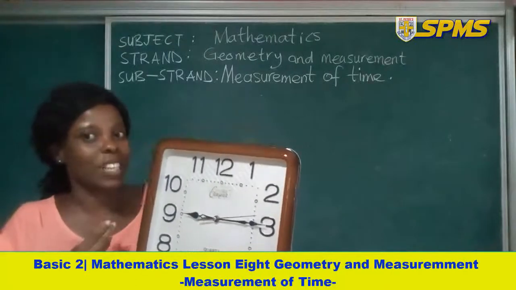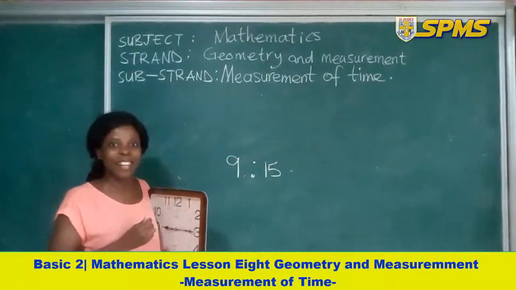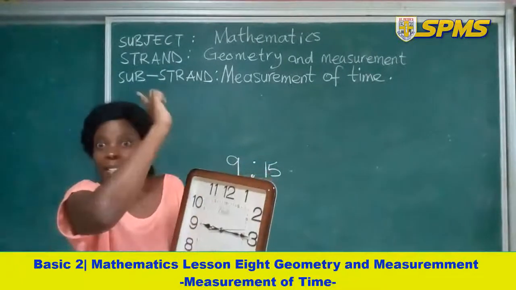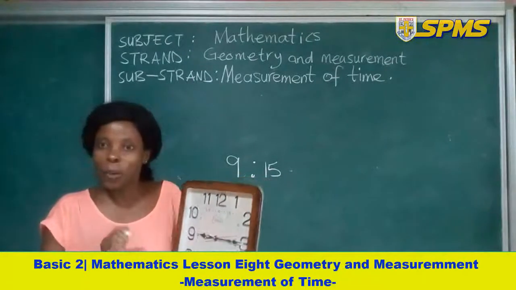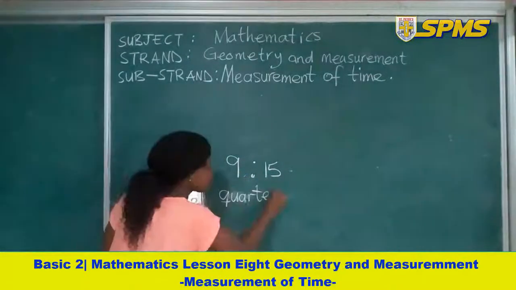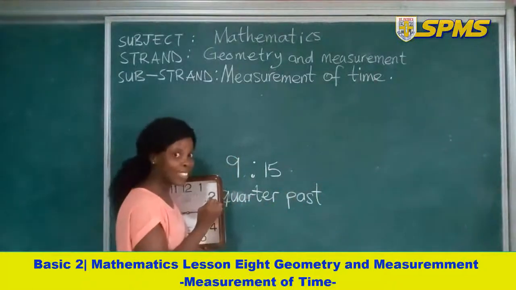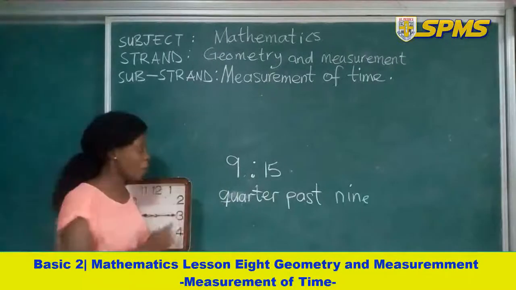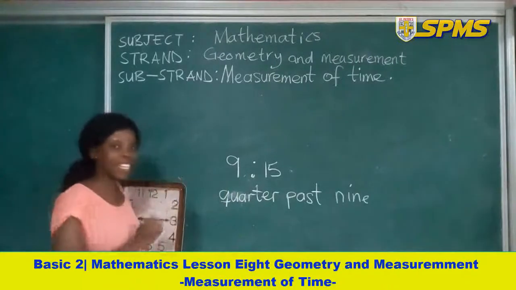So how do we say it if I don't want to say 9:15? Remember, it is past. The keyword past. So we are going to say quarter past what? 9. Quarter past 9 or 9:15.